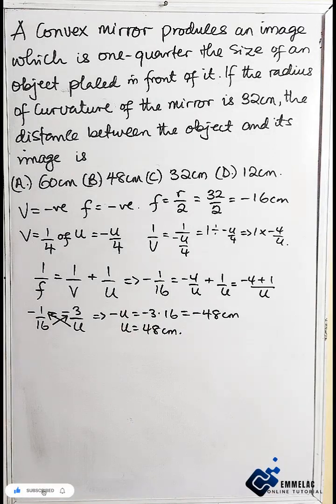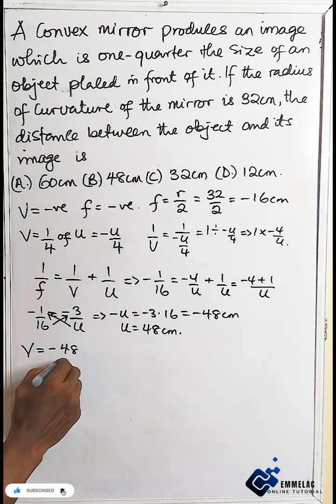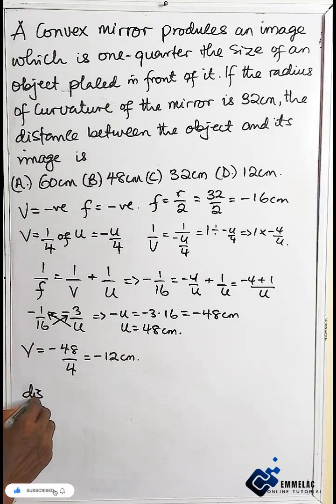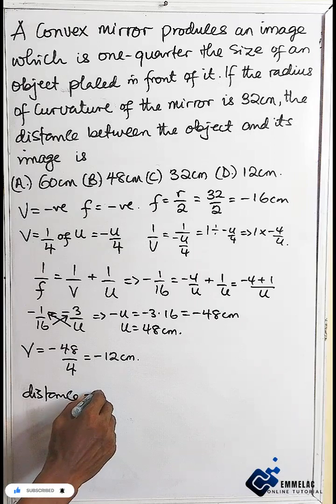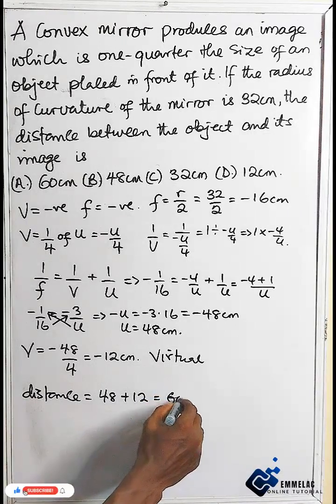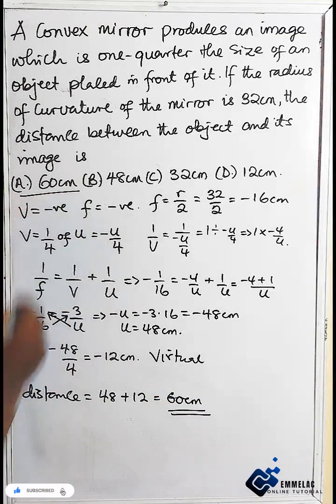Now since our v equals negative u over 4, we can see here that v, which is the image distance, will now be negative 48 over 4, which will give us negative 12 centimeter. So for us to calculate the distance, it would be 48 plus 12. We won't be considering the negative value here, and the reason is that this negative value tells you that the image is virtual. So 48 plus 12 will give us 60 centimeter. Is there any 60 centimeter here? All right, that's the final answer.